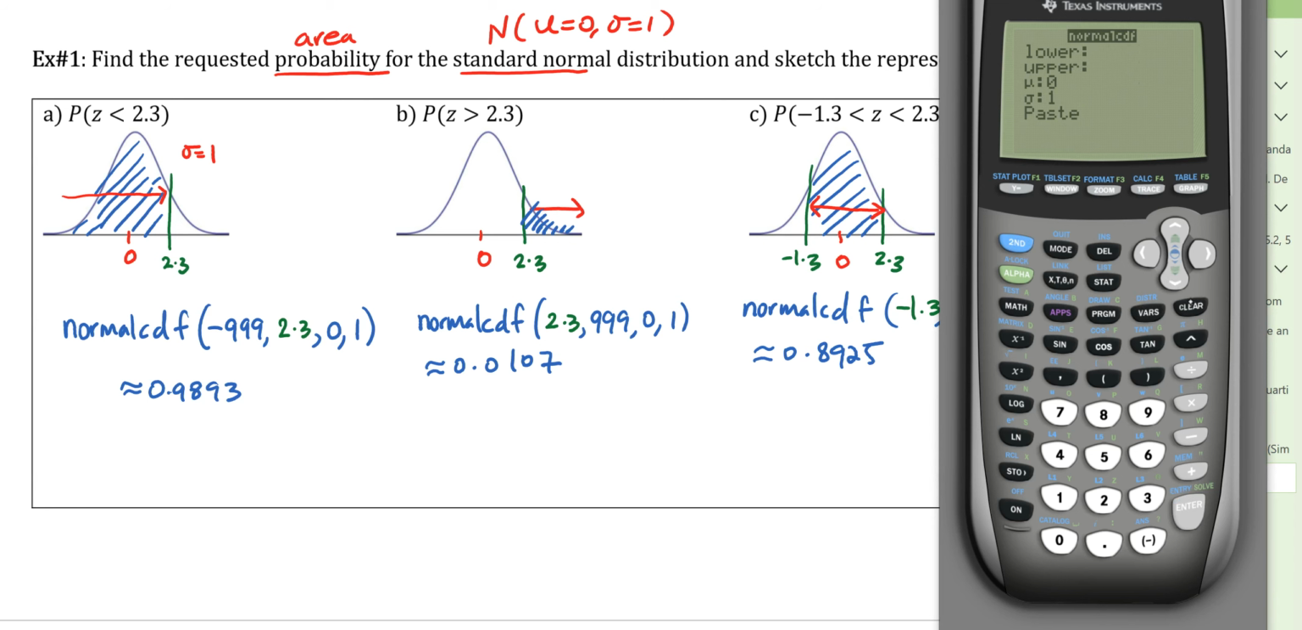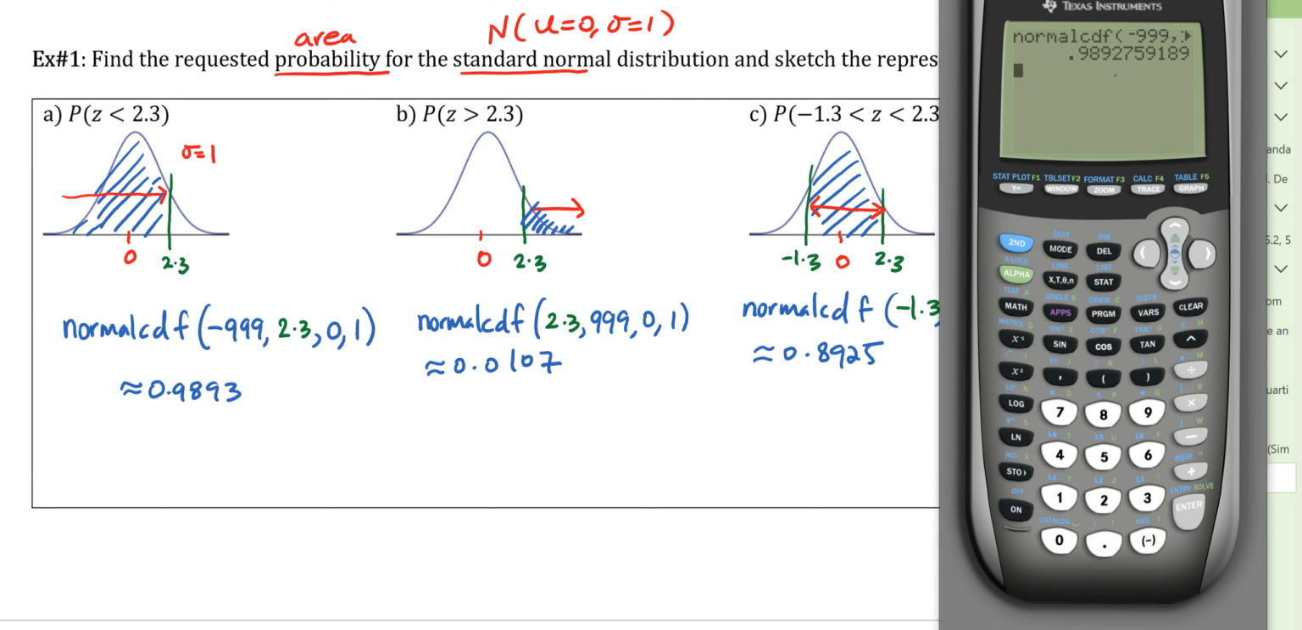So I'm going to clear it and just put in what I want. If I want to do A, A is the left tail area. I'm going to enter my negative infinity, which is represented by negative 999, and then 2.3, and 0, 1 is the default here. That's the standard normal. So negative 999, upper bound is 2.3, and mu is 0, standard deviation 1, that's the default. Okay, and I get a probability of approximately 0.9893. Right, so that's the first case.